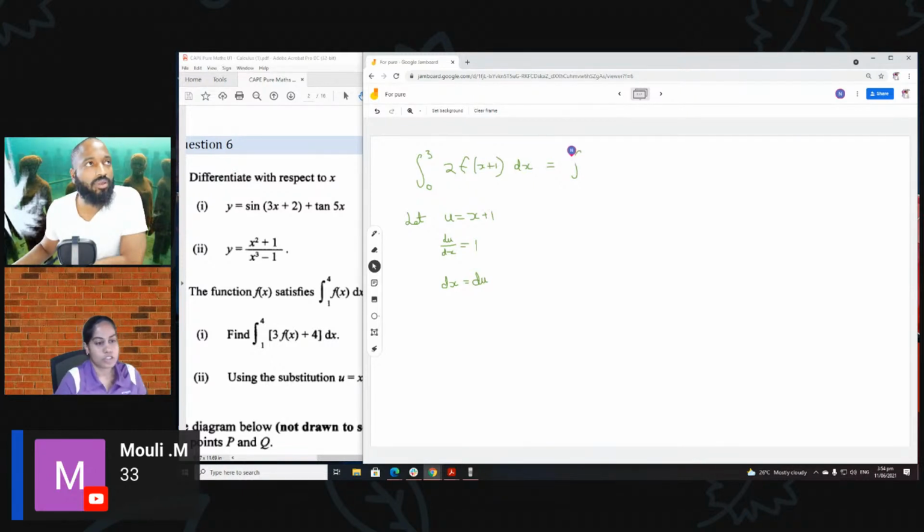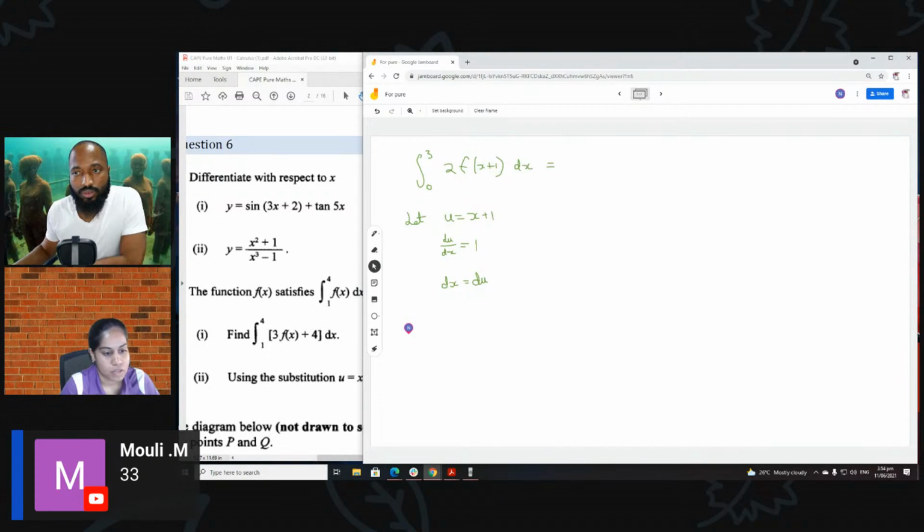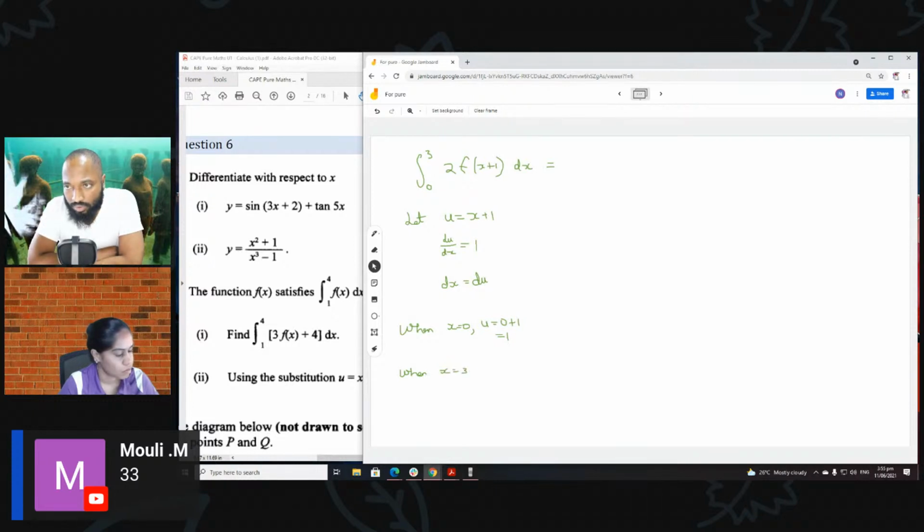So before we substitute, we need to find out what the limits are. So when x is equal to 0, we need to find out what u is. So when x equals 0, u is equal to 0 plus 1, which is 1. When x is equal to 3, u would be equal to 3 plus 1, which is 4. So those are the limits in terms of u.